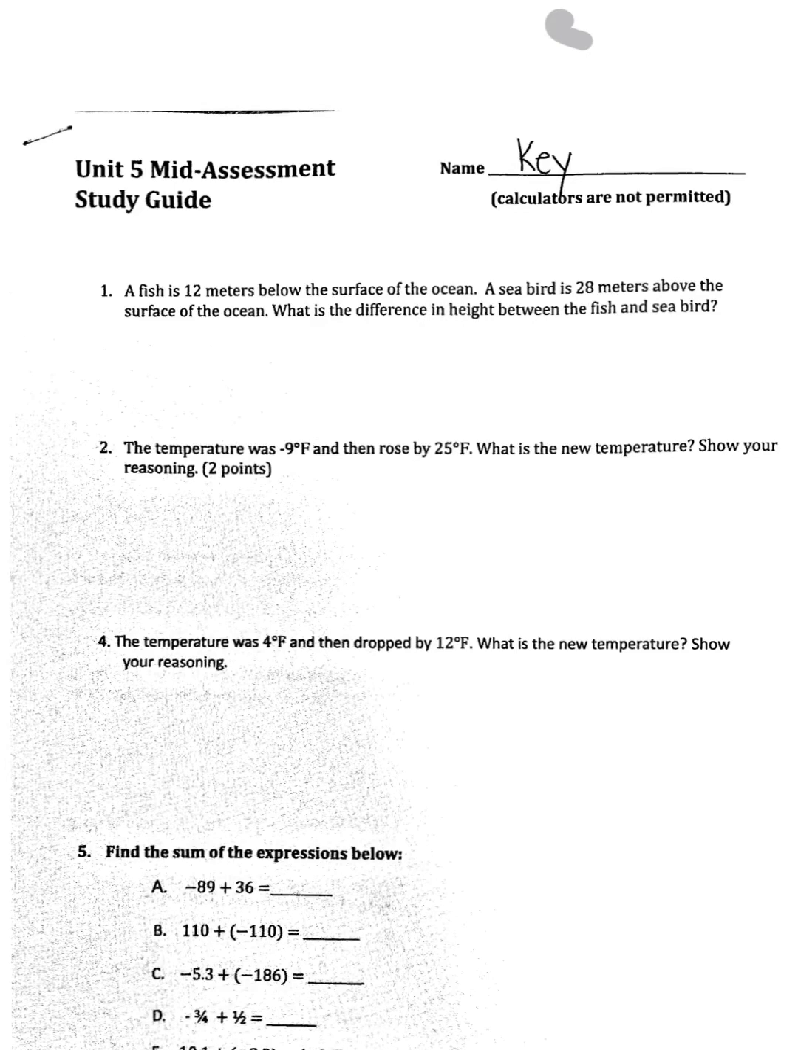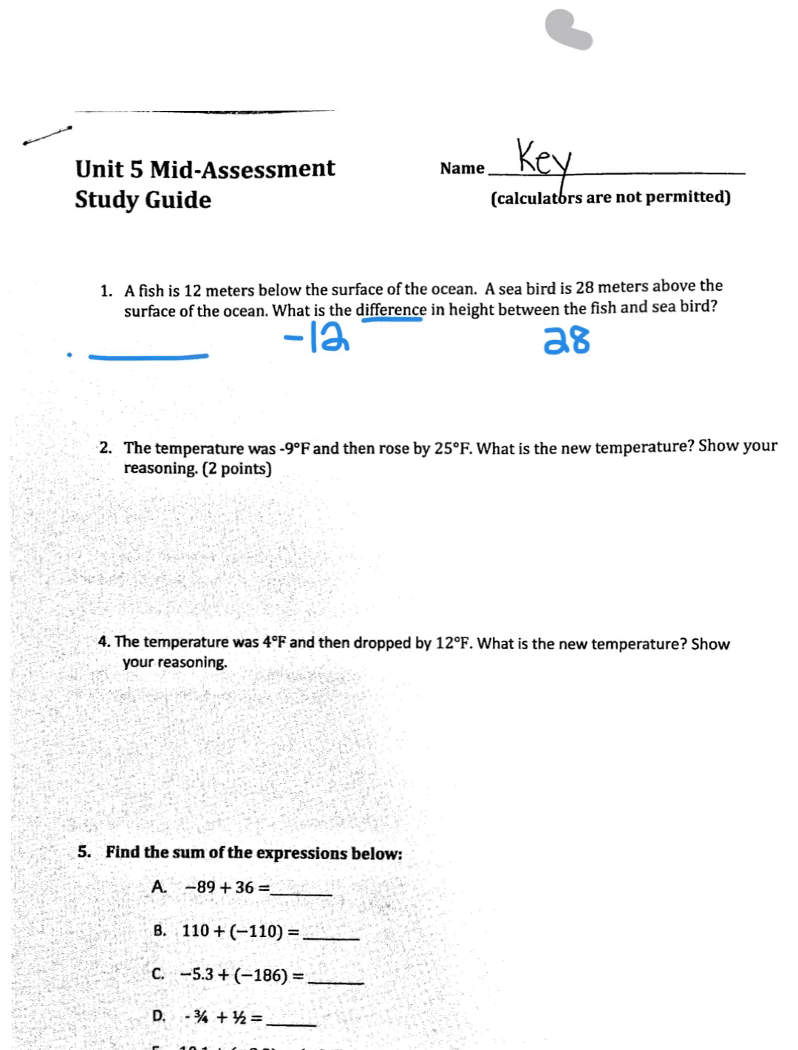Right, let's check the mid-unit study guide for Unit 5. Number 1, a fish is 12 meters below the surface of the ocean. So that's represented with negative 12 because it's below. A seabird is 28 meters above. What is the difference in height between the fish and the seabird?